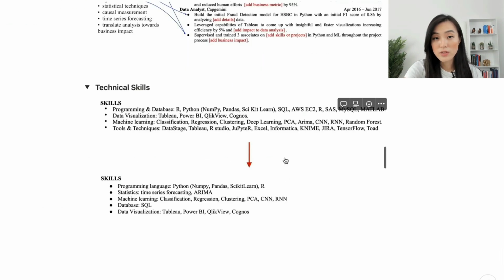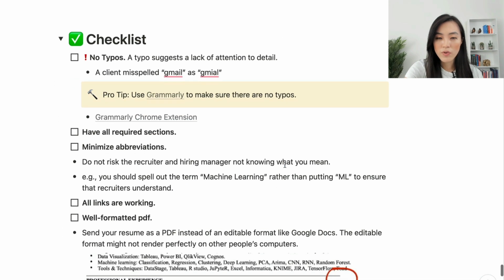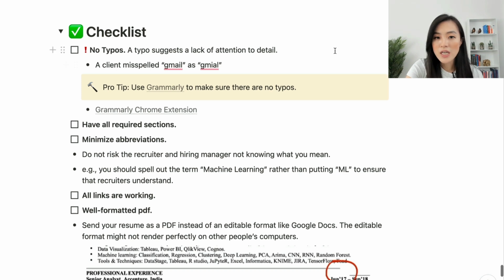Okay, now we have covered the pro tip I have for you. Let's move forward to the checklist. I have created this list for you so that you can go over it before finalizing your resume. The first item is to make sure there are no typos in your resume. A typo suggests a lack of attention to detail.